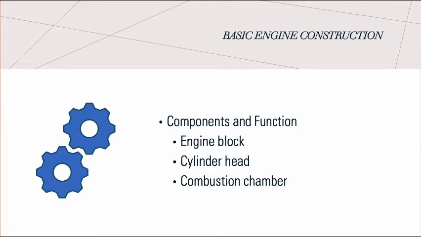Now we take a look at basic engine construction. The main components of an engine are the engine block, cylinder head, combustion chamber, and other engine components. The engine block is made of nodular cast iron in one piece for all cylinders. The main bearing caps are fixed from below by two hydraulically tensioned screws. They are guided sideways by the engine block at the top as well as at the bottom.